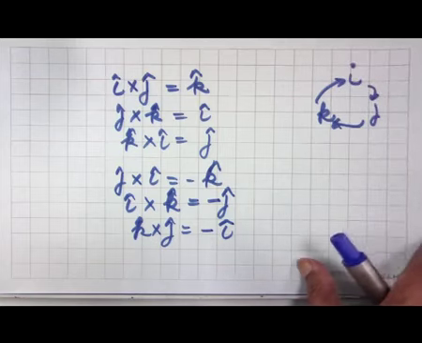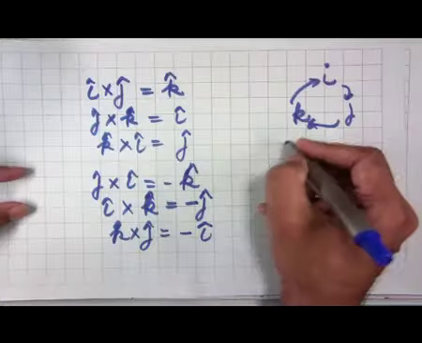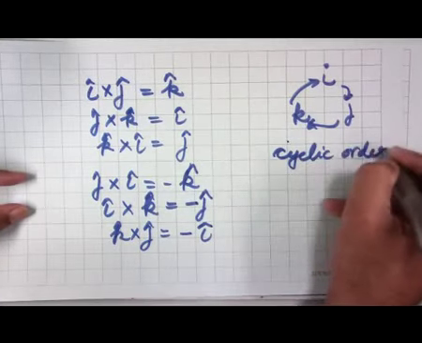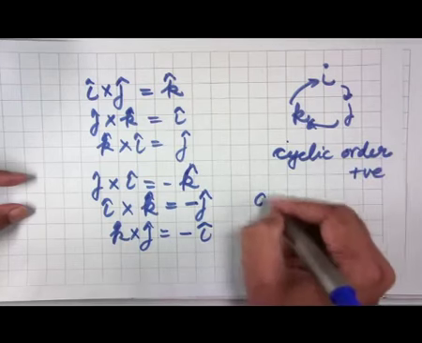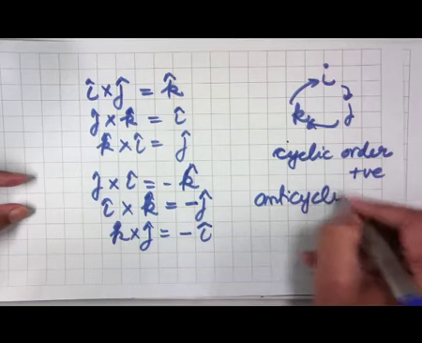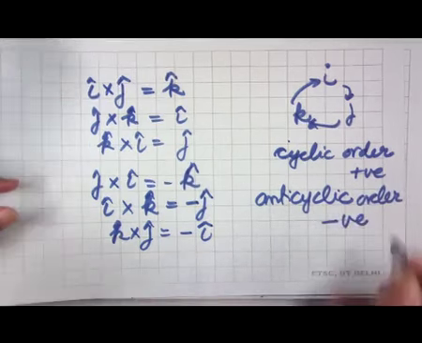So, this is one way of remembering them, you can work it out like this. So, we have, let us see this, cyclic order is positive, and anti-cyclic, that means we go in the opposite sense, anti-cyclic order is negative.